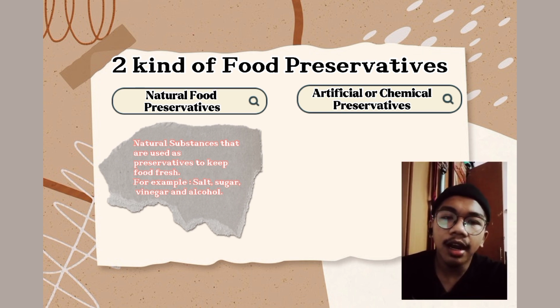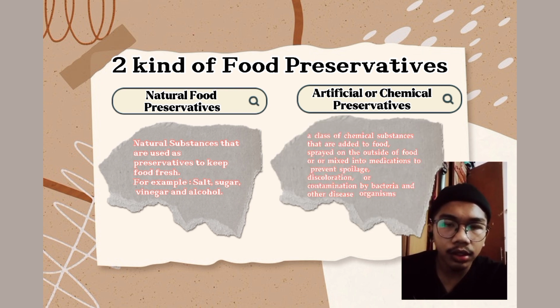And lastly, artificial preservative. What does it mean? Okay, artificial preservative is a class of chemical substances that are used or added to food, either sprayed on the outside of the food or mixed into medication to prevent spoilage, discoloration, or contamination by bacteria or other disease organisms. Examples that are commonly used in factories are sodium benzoate, sodium nitrate, and propionate.